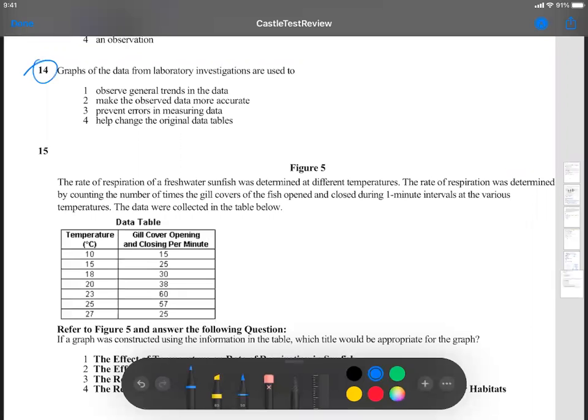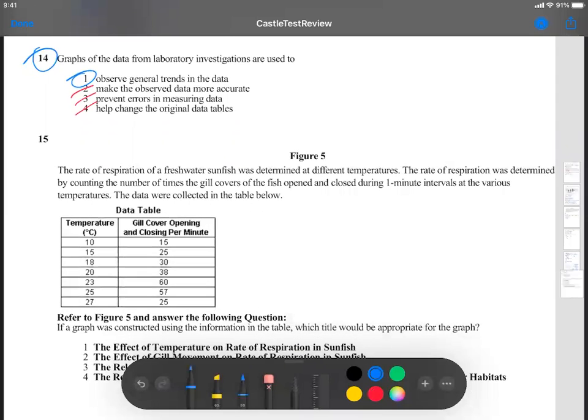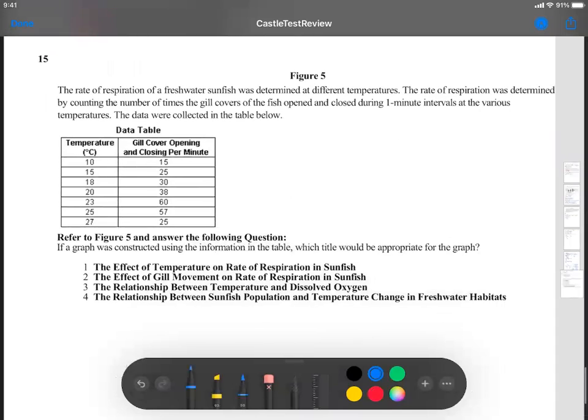One. All right, and why is the answer 1? Because you can't change the graphs of data, so you just have to observe it. Absolutely, right? So using process of elimination, we use graphs to observe general trends. We can't make the data more accurate or prevent errors or change the data using those graphs. Your answer here was 1.